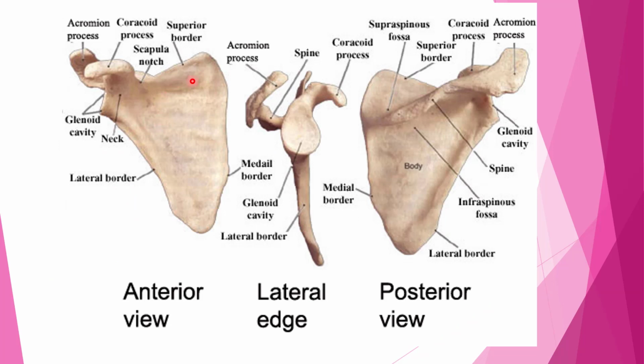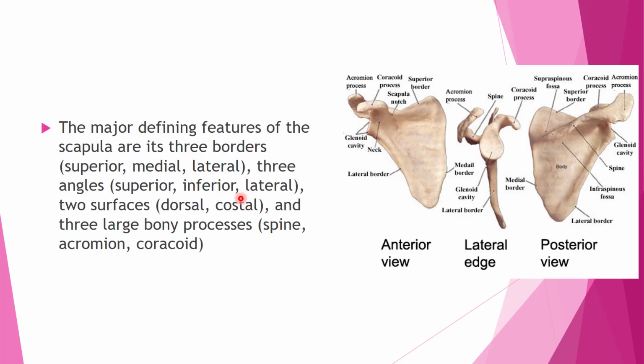See here in this diagram, there are many bony features of the scapula. There are many angles, sides, borders of the scapula. I will explain all these features one by one. The major defining features of the scapula are the three borders. See here, there are three borders of the scapula. This is lateral border of the scapula, this is medial border of the scapula, and this is superior border of the scapula. Three borders.